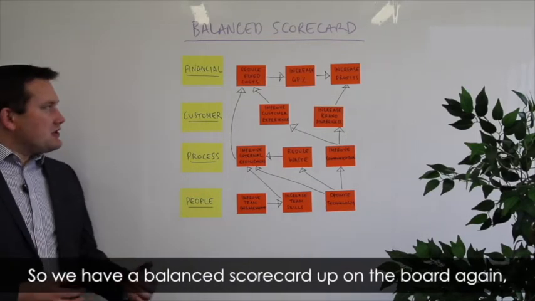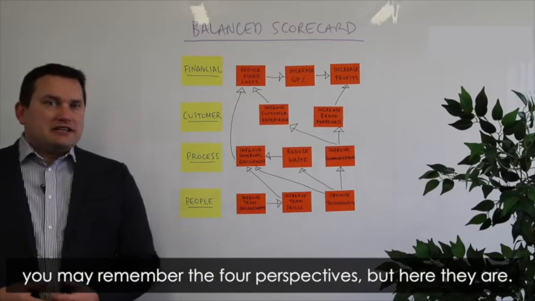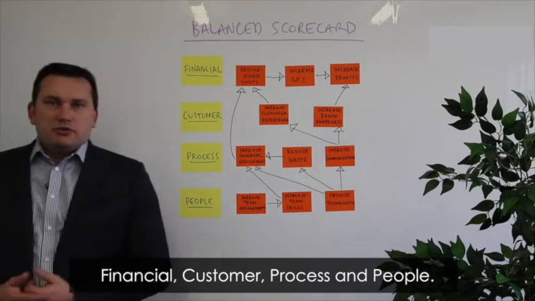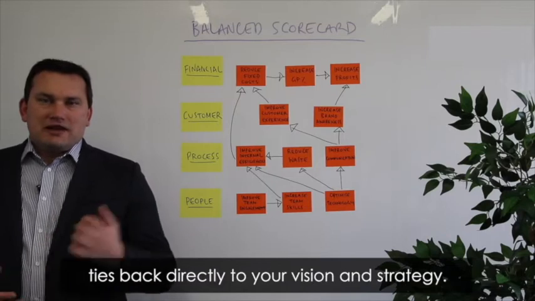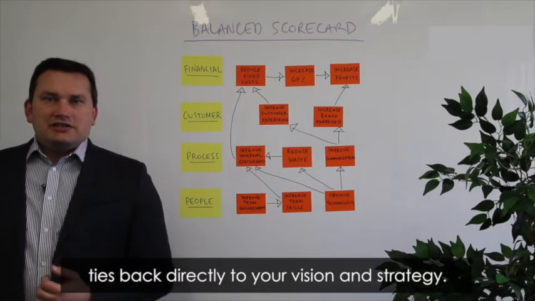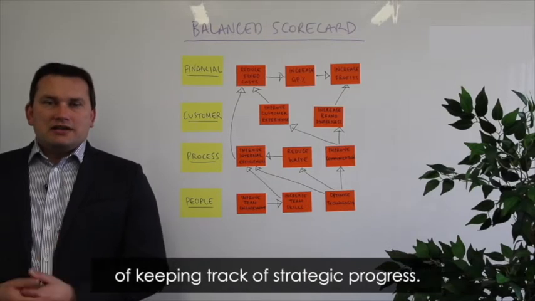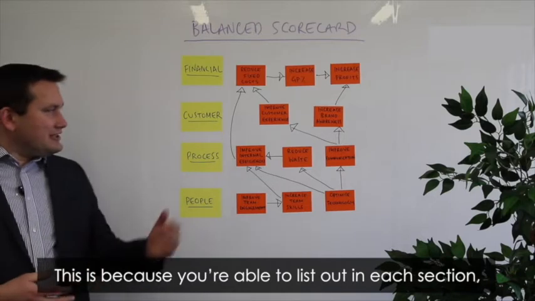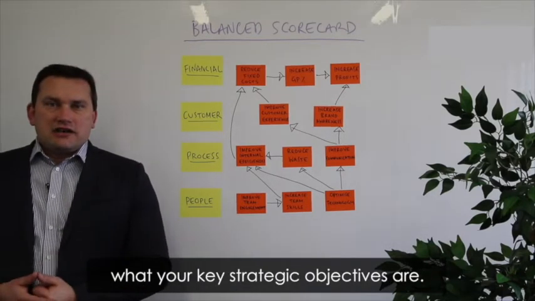So we have a balanced scorecard up here on the board again, and you may remember the 4 perspectives, but here they are. We've got financial, we've got customer, process and people. And what we said last week was that the balanced scorecard ties back directly to your vision and to your strategy. In fact, the balanced scorecard is probably the best way of keeping track of strategic progress. And this is because you're able to list out in each section what your key strategic objectives are.